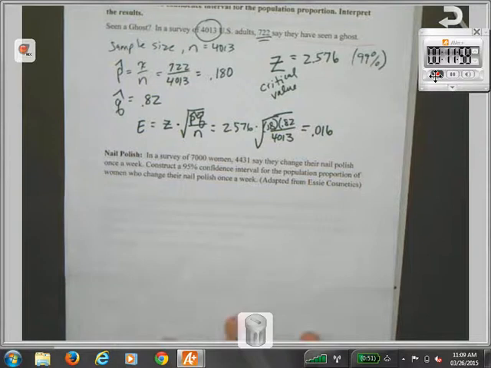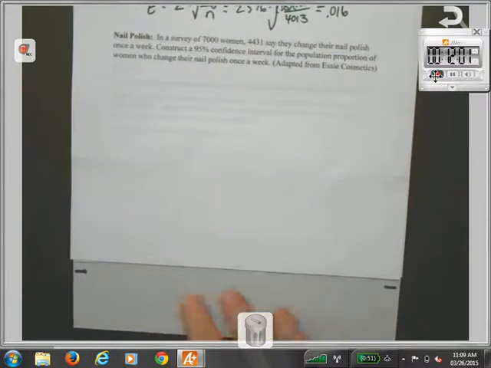Let's see, I think I have another one I want to do. This one is about nail polish. I picked this one. I thought you girls might relate to this.